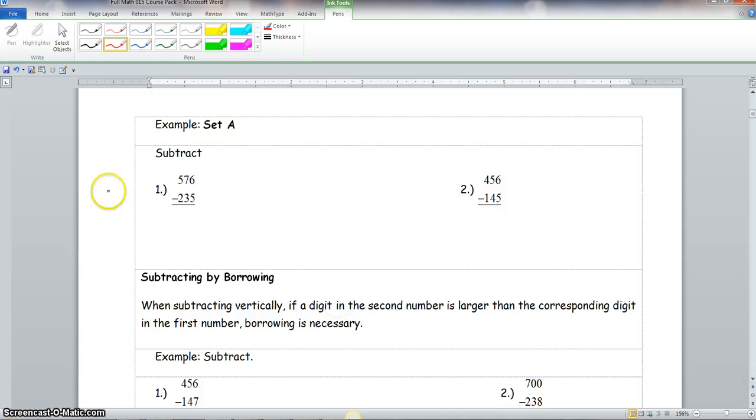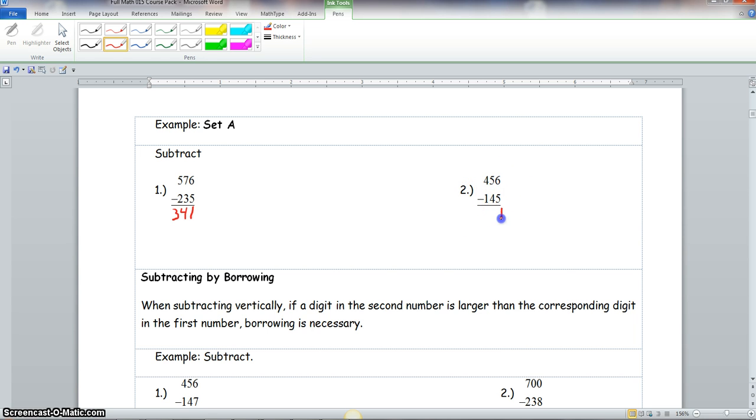Now we scroll down here to example set A. Now these numbers are lined up already, so we could just subtract. 6 minus 5 is 1. 7 minus 3 is 4. And 5 minus 2 is 3. So it's 341. Now we go here to number 2.